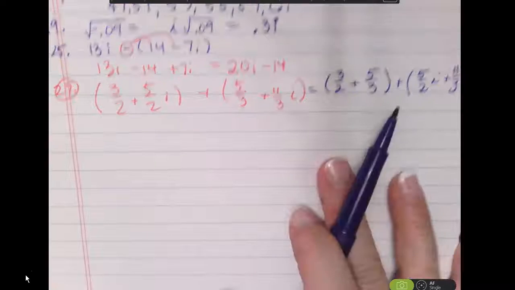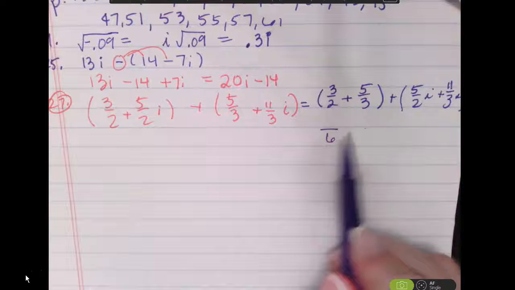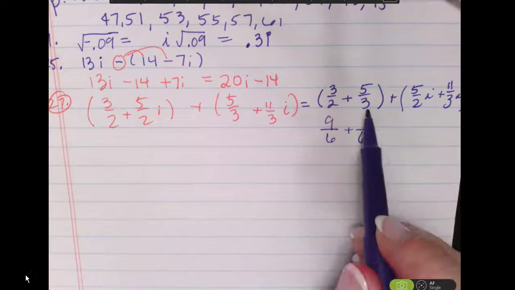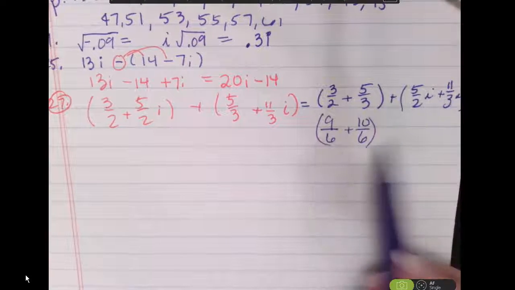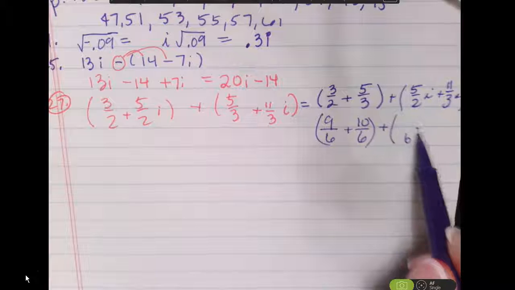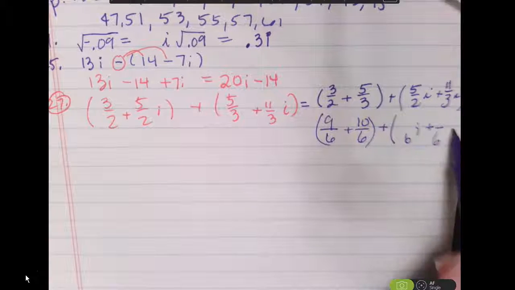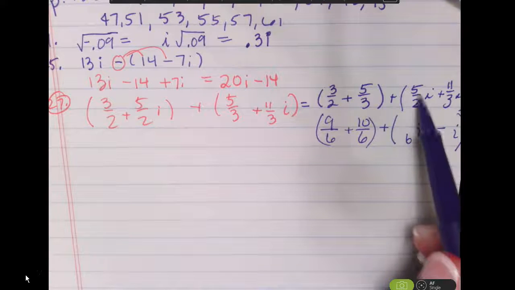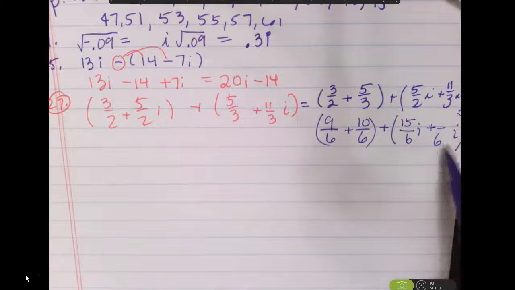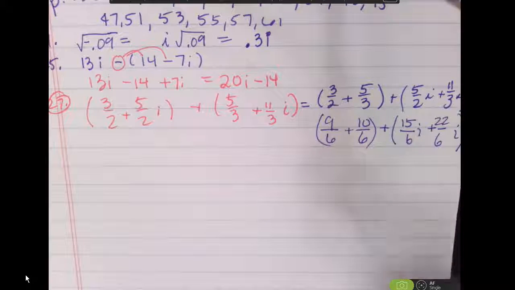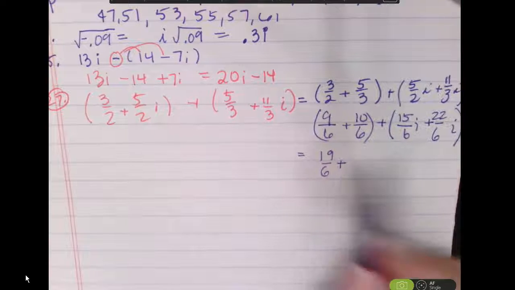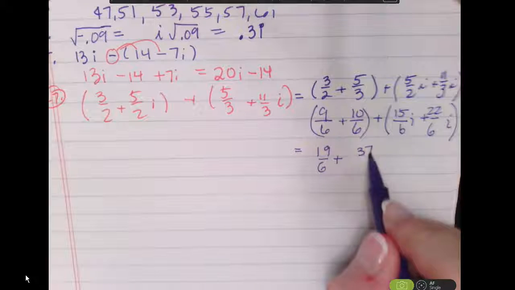So now I'm going to follow the rules of adding fractions. Find a common denominator, which is sixths. So 3 halves is 9 sixths, 5 thirds is 10 sixths. And my i's also have the common denominator of sixths. So 5 halves is 15 sixths. 11 thirds is 22 sixths. So we end up with 19 sixths plus 37 sixths i.